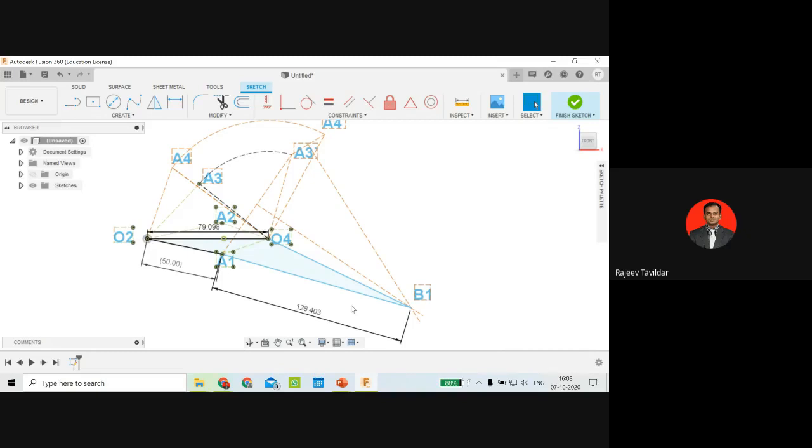Anyone who is getting around 128? Okay, no answer, fine. The output link length, I am getting it as 104 mm. So this is the construction of the 4-bar mechanism using the 4-position method for this given particular function generator.